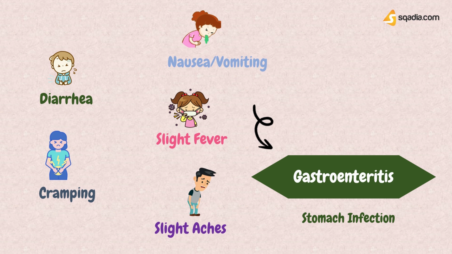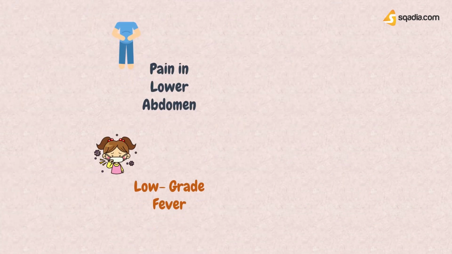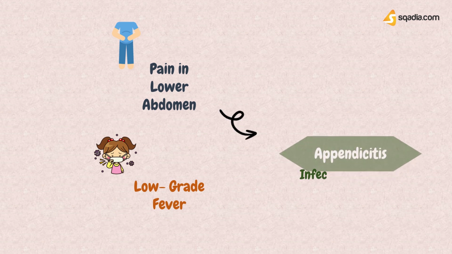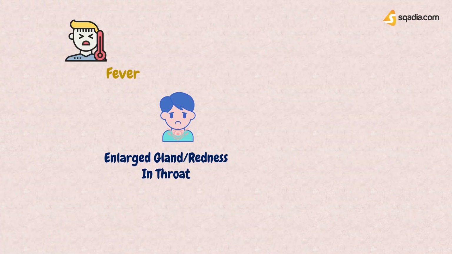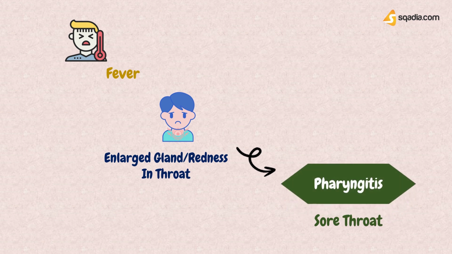Well, gastroenteritis is infection of the stomach, but if your patient has typical symptoms like pain in the lower right part of the abdomen and low-grade fever, then this might be an indication of appendicitis. Well, appendicitis is infection of the appendix. And what if your patient is having fever, enlarged glands, and redness in throat? Then these symptoms might be caused by pharyngitis, which is in fact a condition of sore throat.